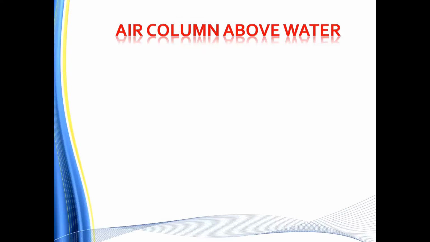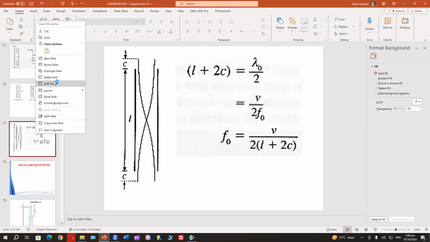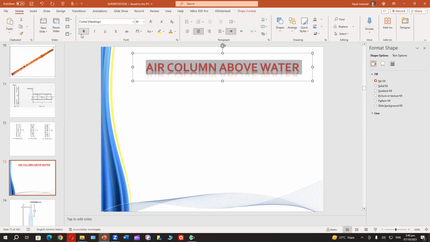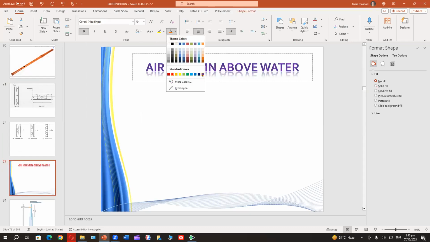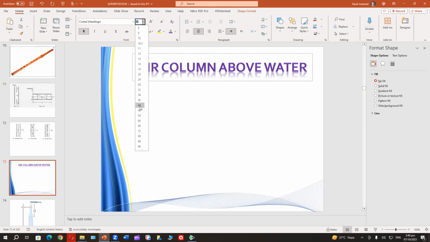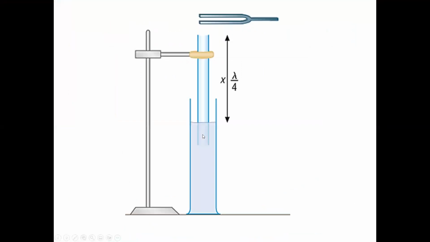Now, air column above water. Why water? Can anyone tell me why water is used as a medium in this so-called musical setup? Water is a soft medium. And when waves strike the water surface, they produce a soft sound. This is why we use it.